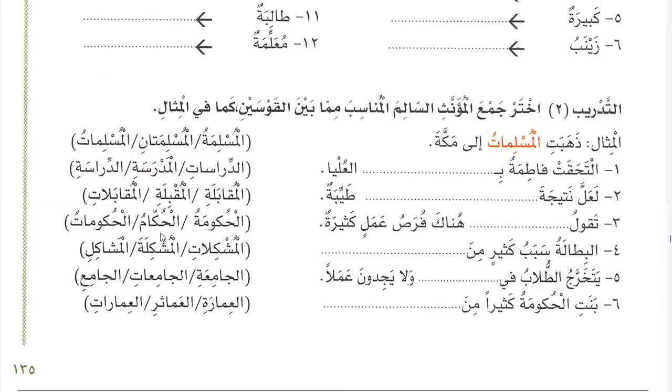حكومات is جمع مؤنث سالم. حكام is not جمع مؤنث سالم. Okay, حكومات. The third exercise: put جمع مؤنث سالم in the blanks, making use of what is between the two brackets, like in the example.